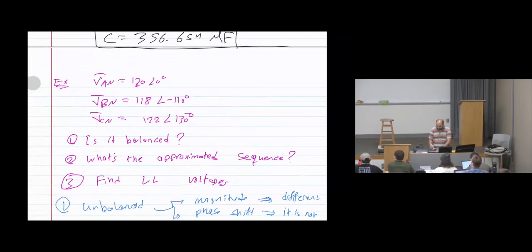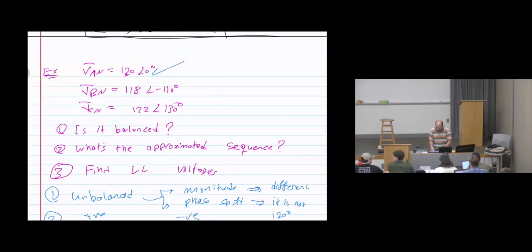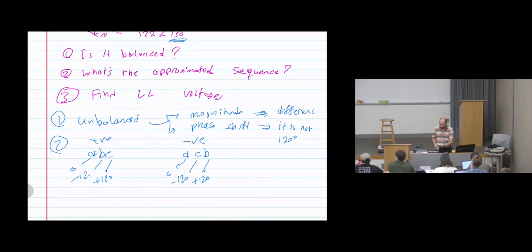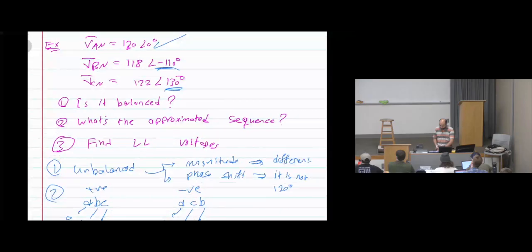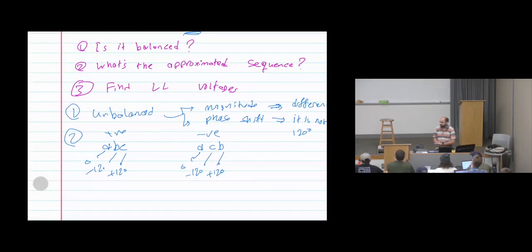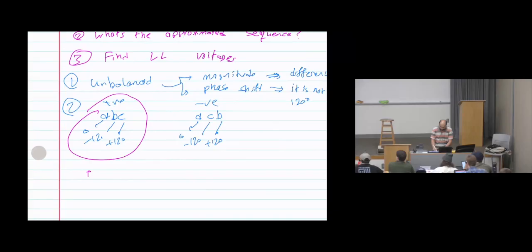VA with 0. We have VA with 0. VB negative 120, C 130. What's the closest value? Is it ABC or ACB? So negative 120 with B, C with 130. So ABC, right? So it's close to ABC. Therefore, we will say it is positive sequence.